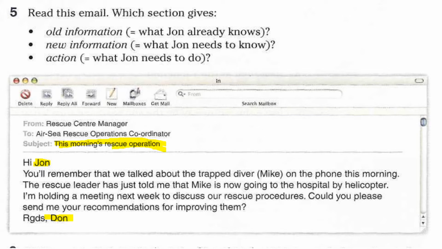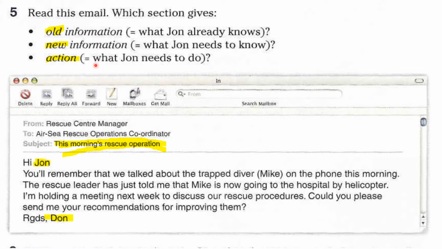Okay, now can you take 3 minutes, please, thinking about the old information that they both know, or that John already knows, the new information which he needs to know, and the action. Please take 3 minutes thinking about these 3 points. Okay, thank you for trying to answer. I hope you got the correct answers.